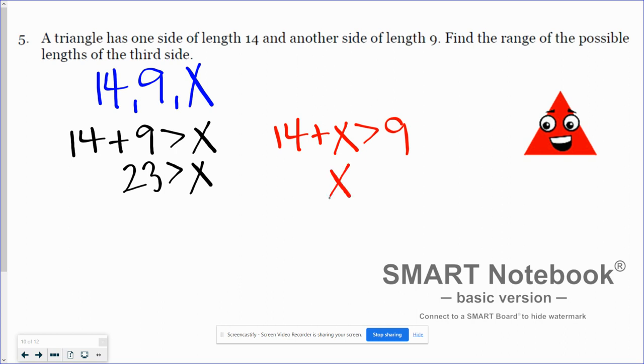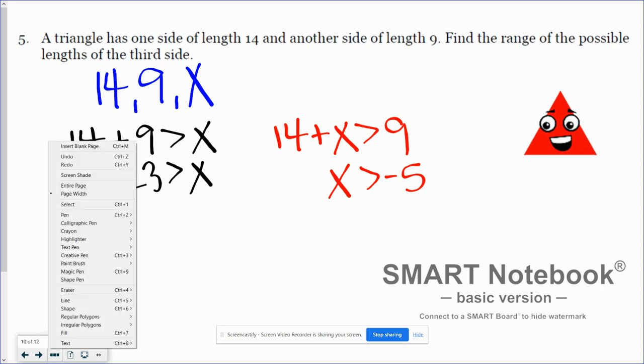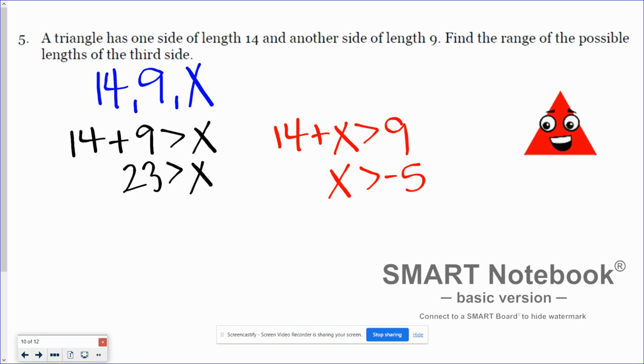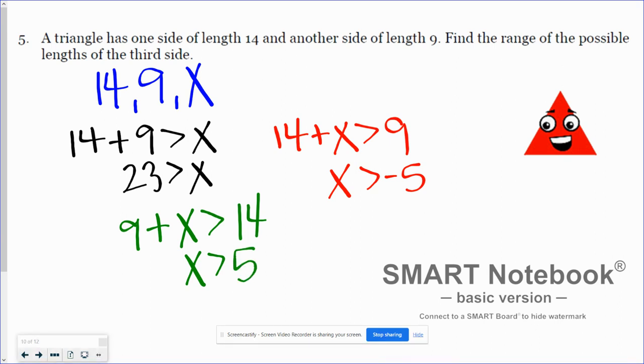If I go 14 plus x, this has to be greater than 9. That means x has to be greater than negative 5, which kind of makes sense because it has to be greater than a negative number. You can't have a side that's like a negative number. That doesn't make any sense. All right, third test. 9 plus x has to be greater than 14. So that means x has to be greater than 5.